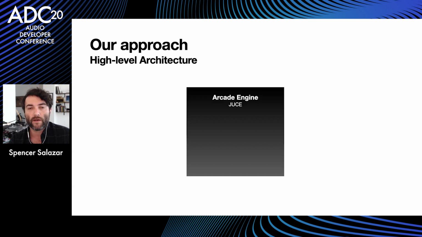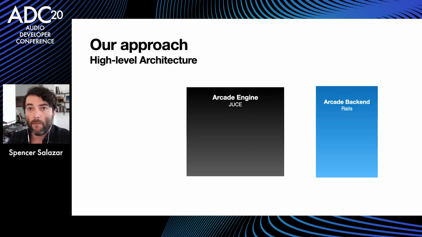So what about our approach? Well, to start with, we have Arcade itself. And this pretty much we had already built. This is the Arcade engine, and this is a Juice-based plugin. It includes the audio engine itself as well as a number of different GUI functions. This is communicating to an Arcade backend, which is written in Rails. This is running on the cloud somewhere. And we're using a REST API to connect to this.